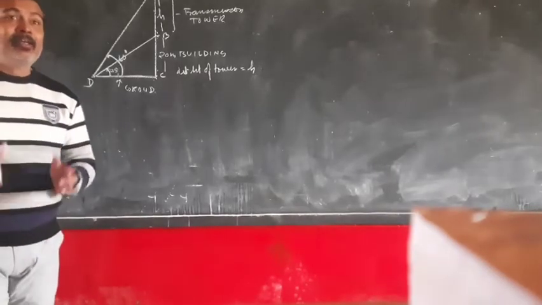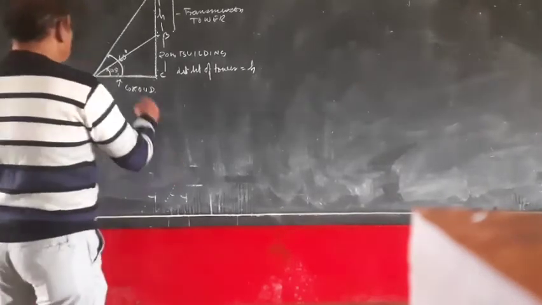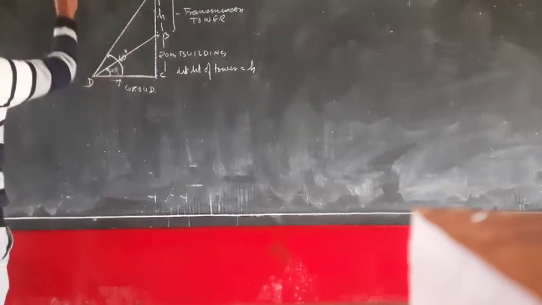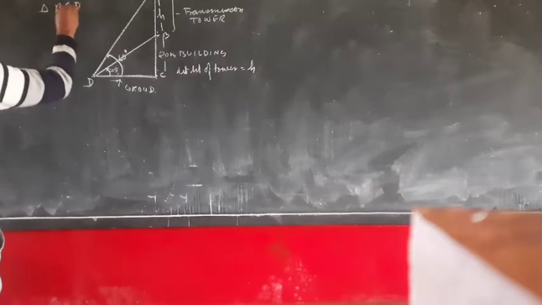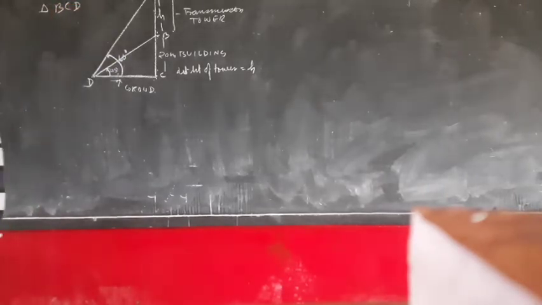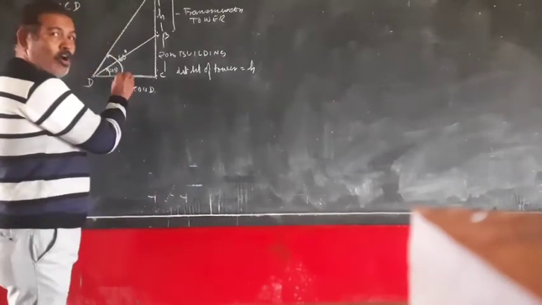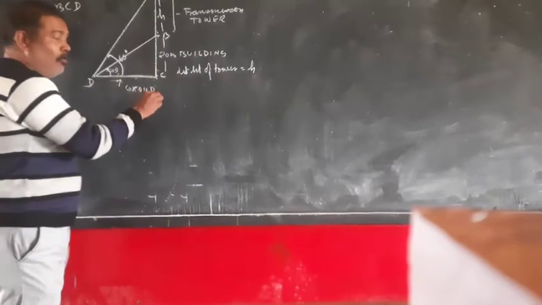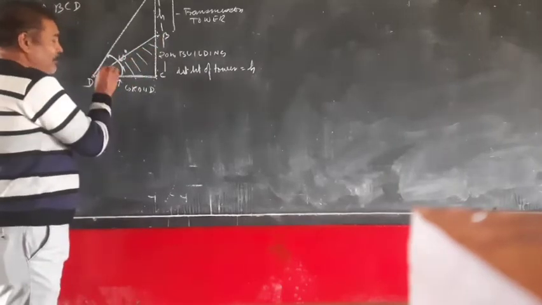Now what I told you, in this type of question you find more than one right triangle, but one side is common. So what are the two right triangles? Right triangle ACD and right triangle BCD. In these two right triangles, which side is common? CD is common.